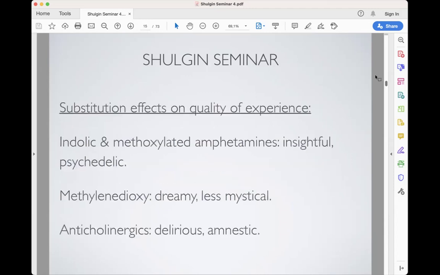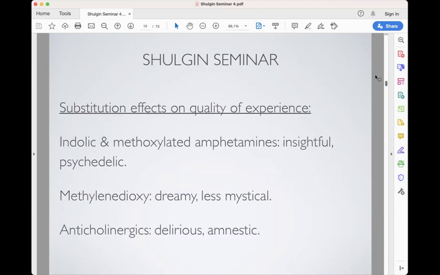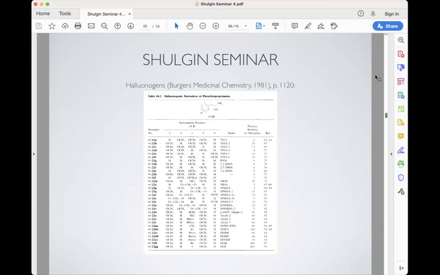So this is how DOM and DOET and other substances of this family were created. It so shocked him that he set off on the 10 classic ladies, which was a process of replacing each of the 10 unique hydrogens on DOM with a methyl group in an attempt to understand why the potency was so much more.